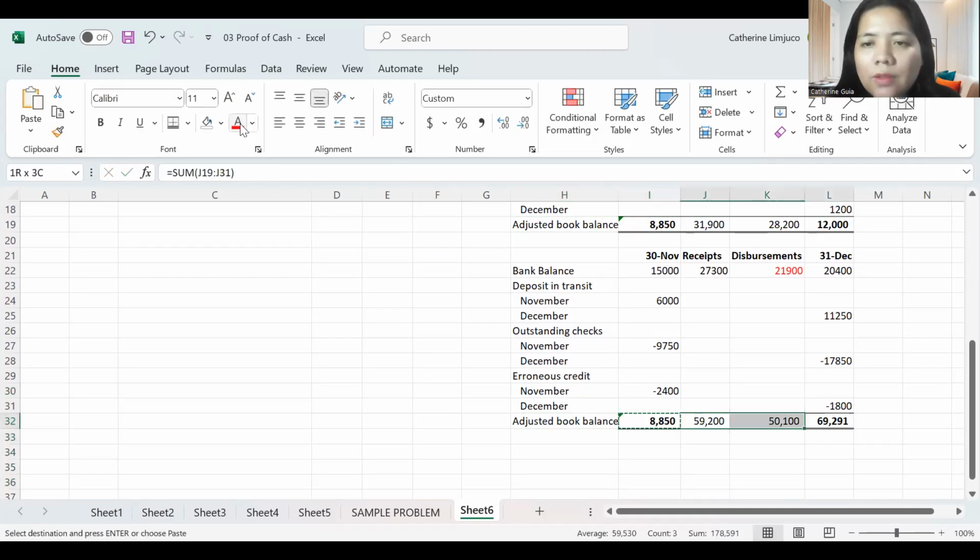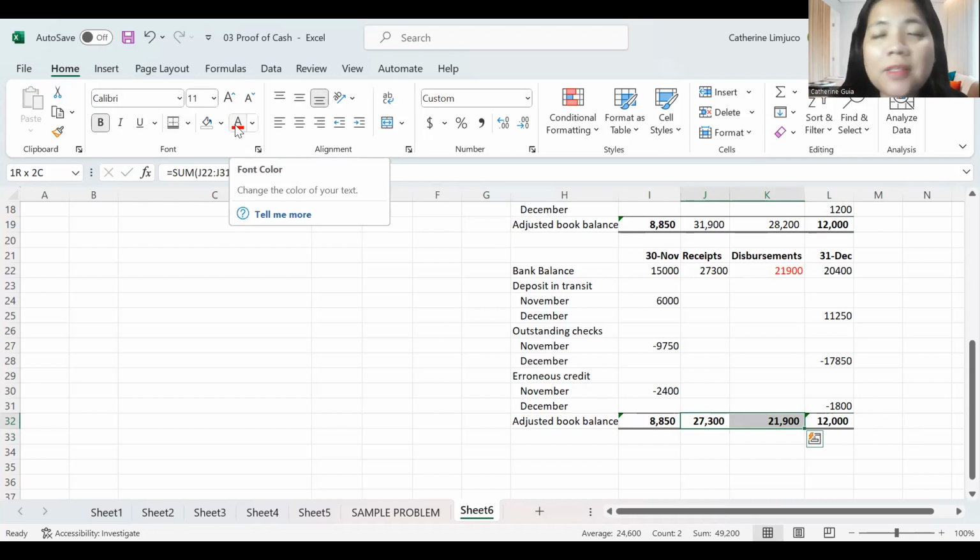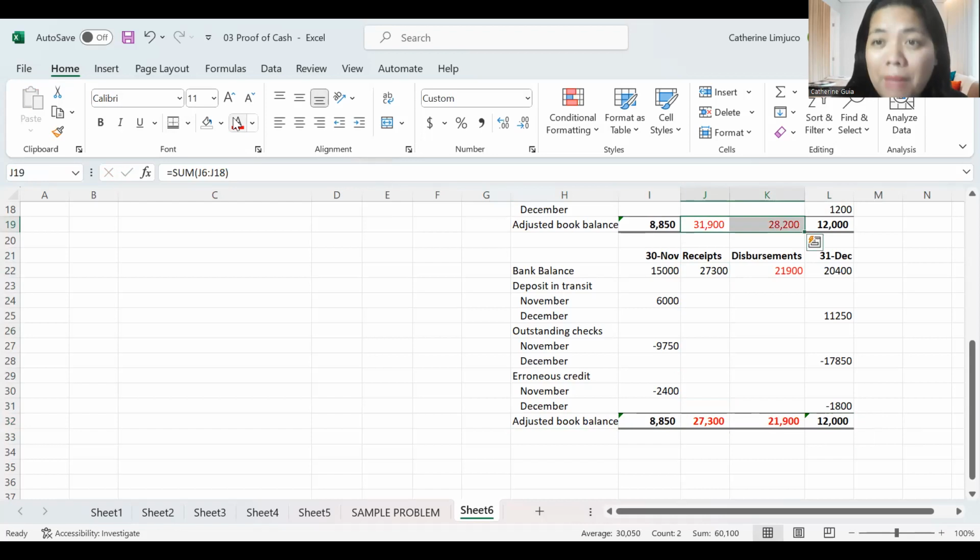We will deduct. And let's check if we will arrive at the same adjusted book balance for November and December. Okay, yes, we have 8,850 and 12,000. So our challenge is actually inside the receipts and the disbursements columns because they are not yet balanced.